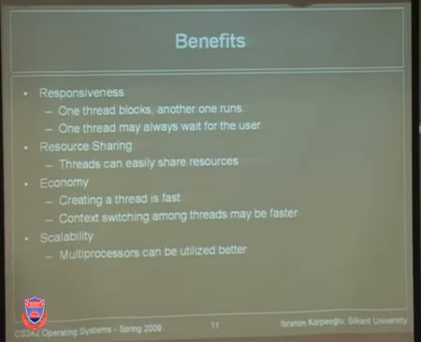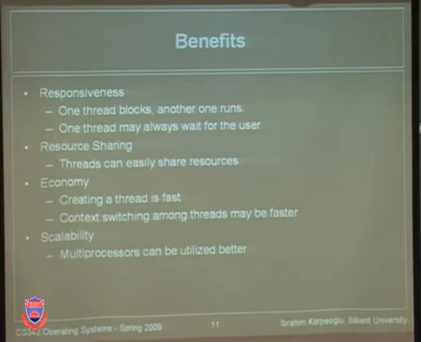So the benefits of threads are these: responsiveness, resource sharing, economy, and scalability. Basically, responsiveness means that if one thread blocks, you have another thread to run. All right? If one thread is doing heavy computation, another thread is waiting for user I/O. So you don't have to wait until that computation is finished for your keystrokes to be taken into the system. Okay? Because another thread, whenever you type, can take them into the system. Therefore, such a system or program may become more responsive.